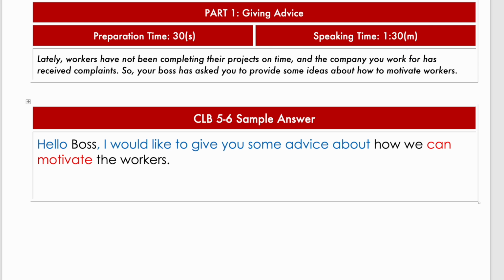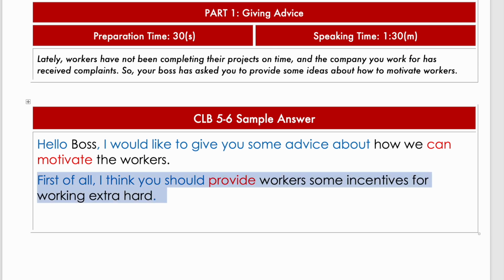All right. Now let's get to the first idea. First of all, I think you should provide workers some incentives for working extra hard. Incentives are like bonuses, extras, okay? Awards, gifts, incentives. Some reason to work hard. That means incentives, okay? So you should. We always use that one. You should provide. It's a good idea to. You should.